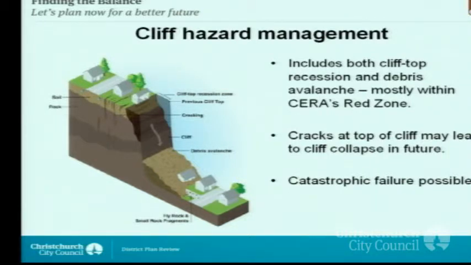This is a caption that we've used also before. You'll be familiar with this one for cliff hazard management, showing the mechanism involved with cliff hazard events and cliff collapse. If you refer to your planning maps that you've been given today, the page just inside the front cover shows you the legend and shows you some of the notation used for mapping cliff hazard. So if you have a wee look at that and familiarise yourself with that.